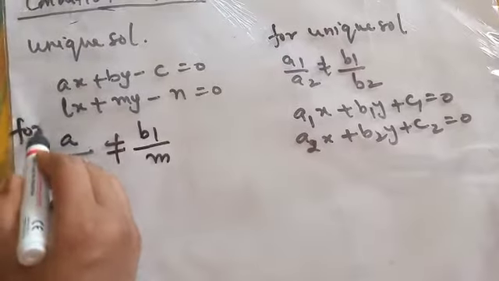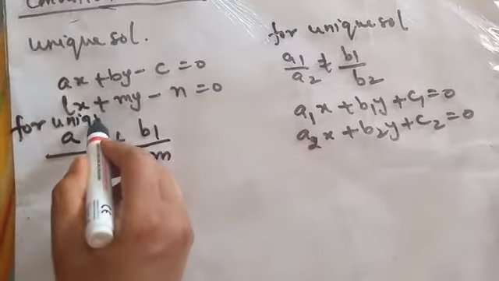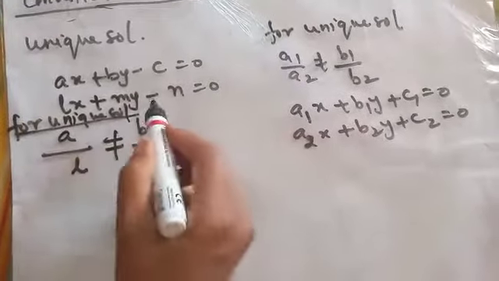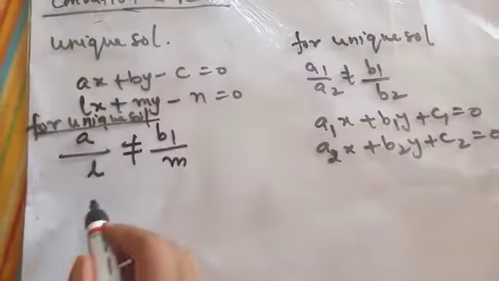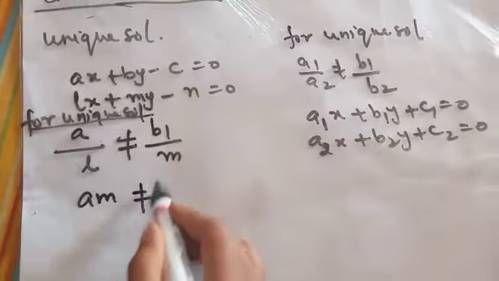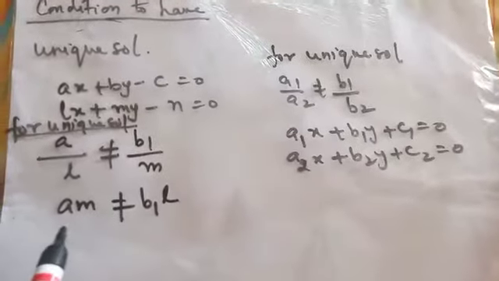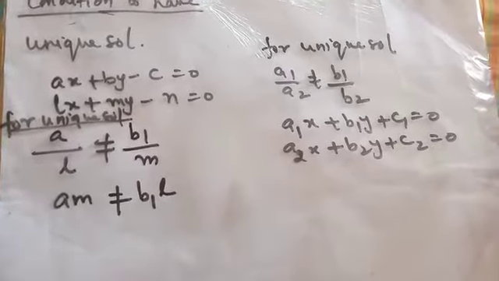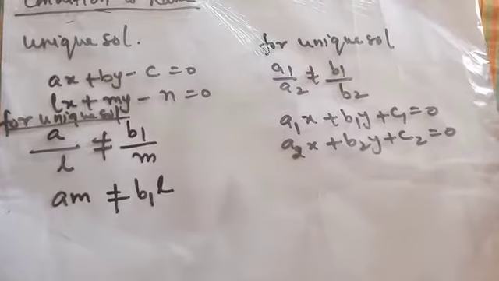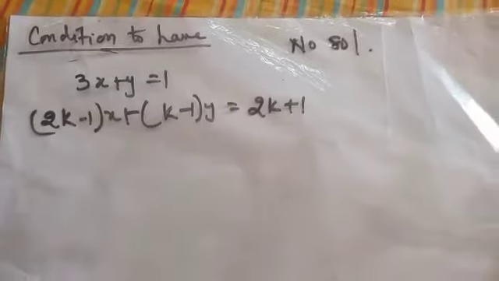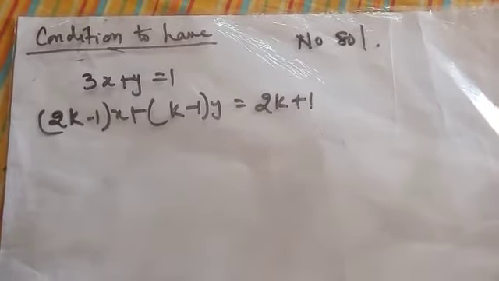So we'll write for unique solution. This should be the condition. That means am is not equal to b1 l. Now this is how you have to solve this. For unique solutions, am should not be equal to b1 l, right? In the next question, we have to find out the condition to have no solution.